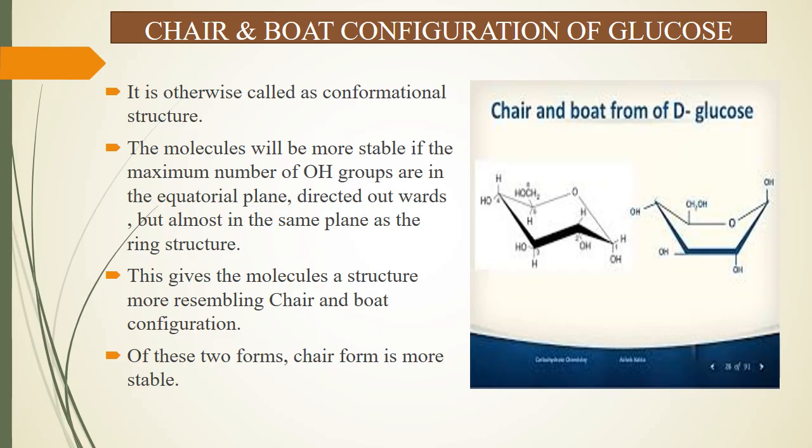The molecules will be very stable if the maximum number of hydroxyl groups are in the equatorial plane, directed outwards, but almost in the same plane as the ring structure. In the ring structure, the hydroxyl groups exist in the same plane of the structure, but in the chair and boat configuration, the hydroxyl groups exist in the equatorial plane. So this type of structure of glucose is very stable compared to other configurations.